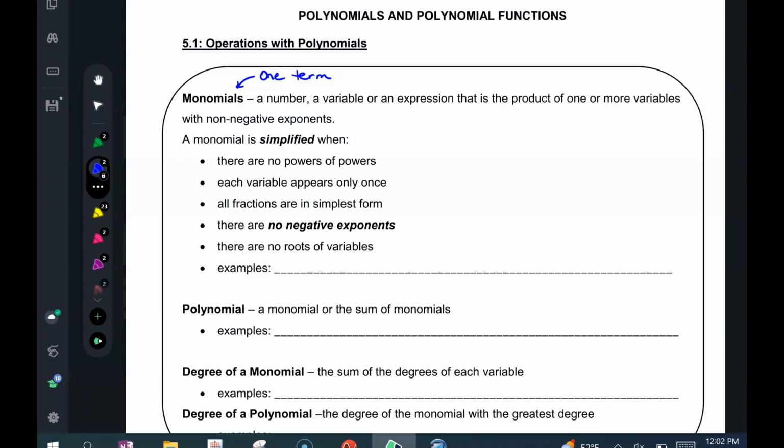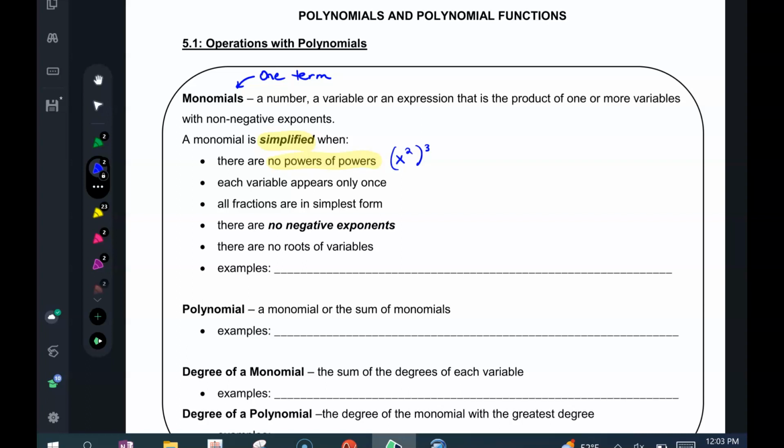Okay, so when a monomial is simplified, and in turn we'll look at polynomials, there are no powers of powers. So it's almost easier to think of what you can't have than what you have. For example, if it was x squared and then to the third power, that's not simplified, right? We can simplify that further by multiplying the exponents. Each variable appears only once.